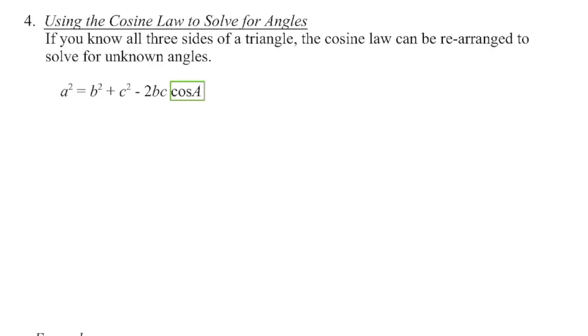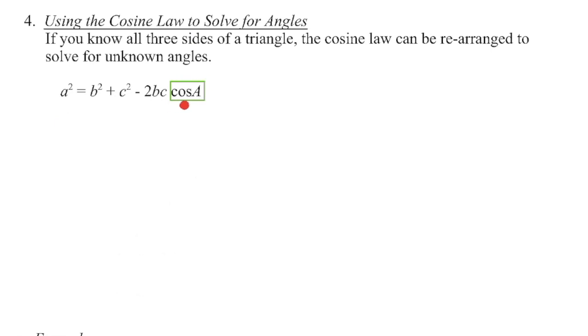The cosine law can be used to find a missing side length if we have that pocket in our triangle. It can also be used to find a missing angle measure if we know all three side lengths. So what we're going to do now is take this formula and see if we can rearrange it to solve for that missing angle measure.